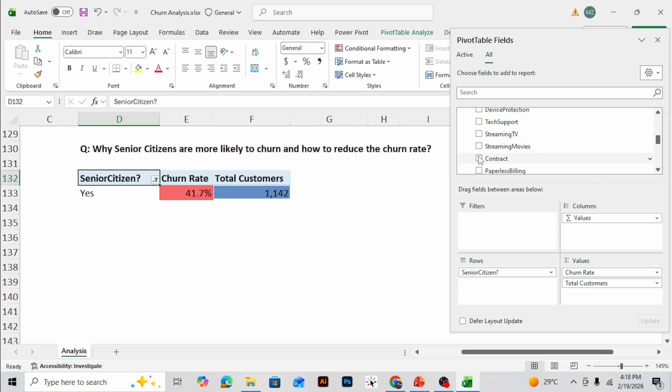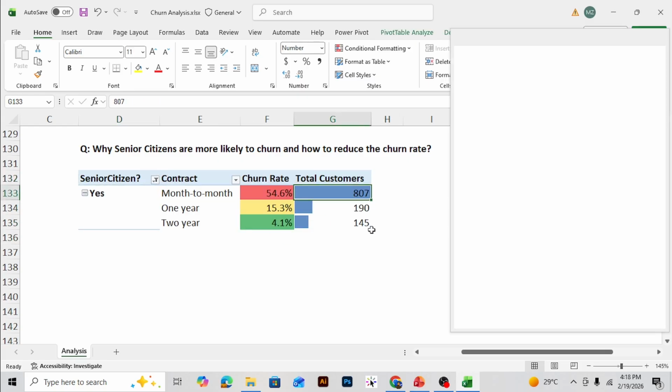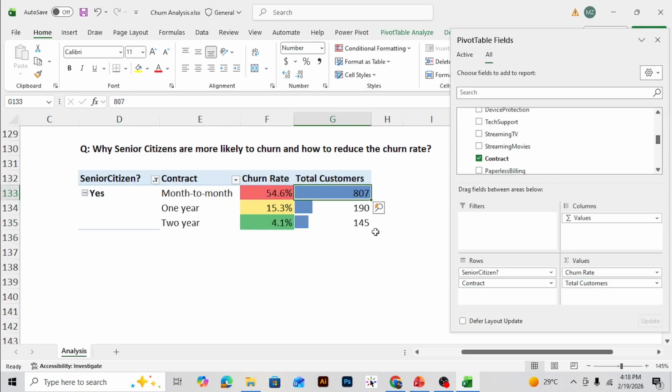Now let's bring in the contract, and you can see that a very large number of customers have signed the month-to-month contract, whereas only 190 customers have subscribed to our 1-year contract, and 145 customers subscribed for 2 years. And those who have subscribed for 2 years have a churn rate of 4.1%, but those who are using the month-to-month contract have a churn rate of 54%.